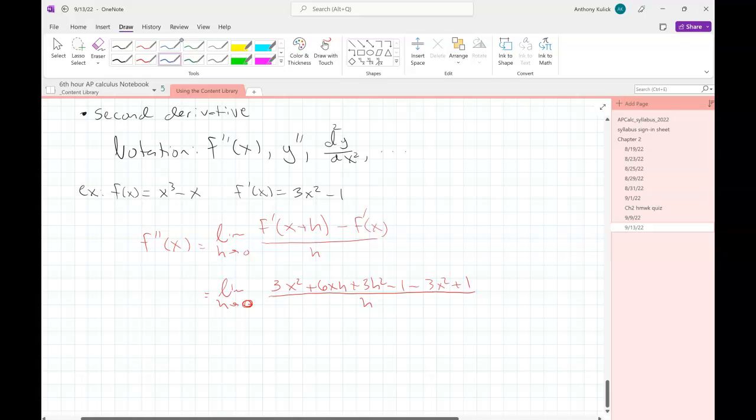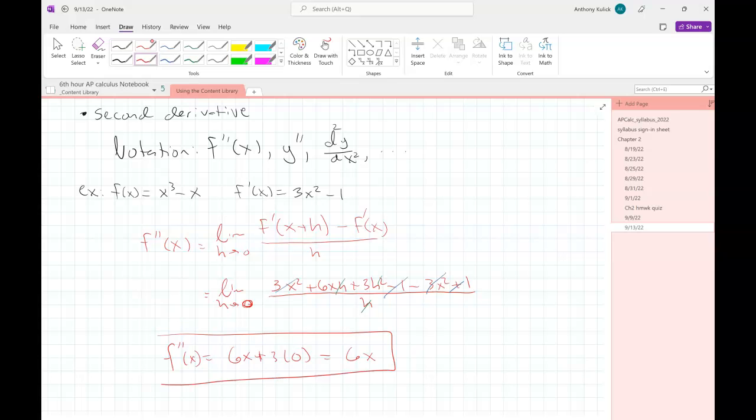All right, let's combine some like terms. So all goes away. Notice that everything has a factor of h in it. That's everything left has a factor of h in it. So I can reduce those. When I do the direct substitution, I end up with 6x plus 3 times 0, or just 6x. So there's my f double prime, or the second derivative.